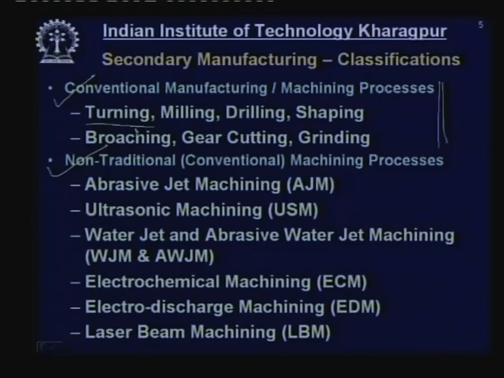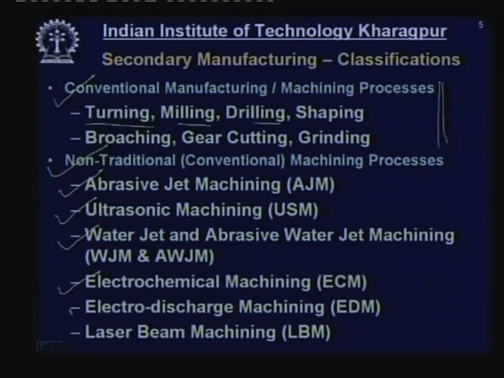So, you all know by this time what the conventional machining processes are. They are turning, milling, drilling, grinding, shaping. And what are some of the non-traditional manufacturing processes? One of them is abrasive jet machining, which we are going to cover today. Ultrasonic machining, which we would be covering in the next class. Another one is water jet and abrasive water jet machining. This would also be covered in this module.